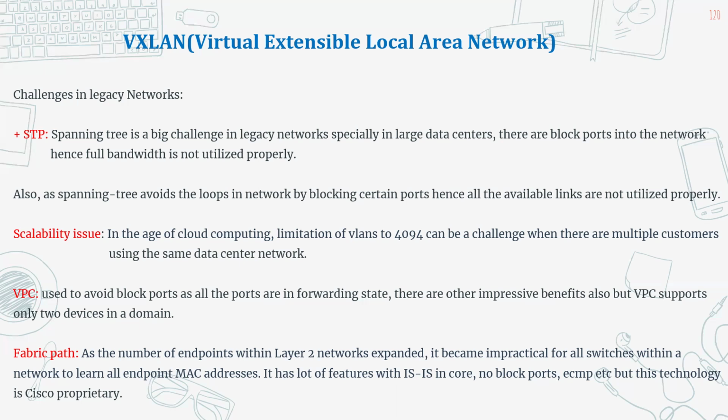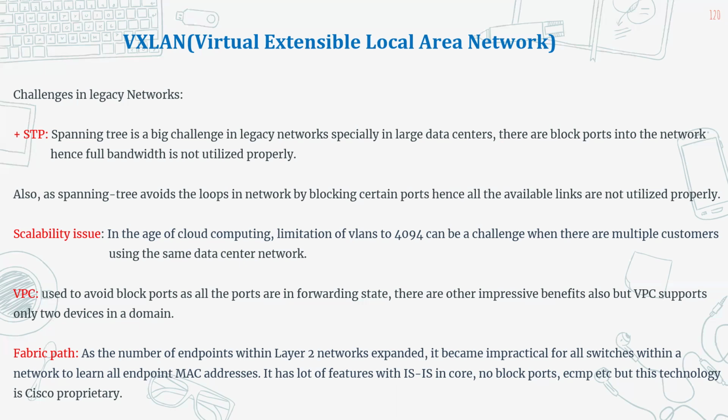Then there comes FabricPath, right? As the number of endpoints within the layer 2 network expanded, it became impractical for all the switches within the network to learn all the endpoint MAC addresses, right? Let's say we have a large network, and one host is connected to one device and another host is connected to, say, 10 or 12 switches behind, then all the switches within your network learn about the MAC addresses, right?